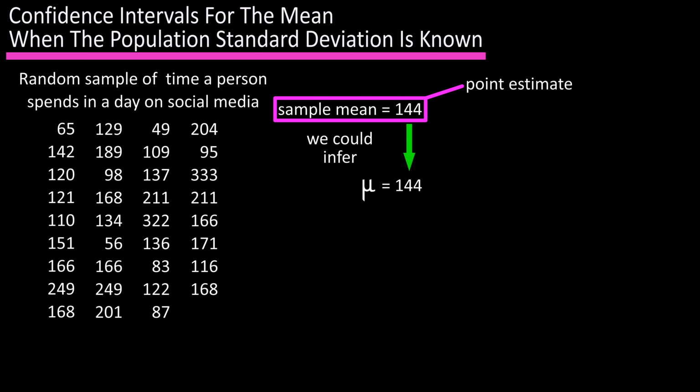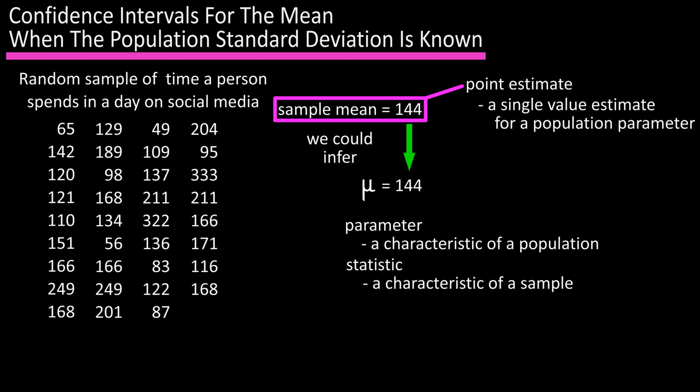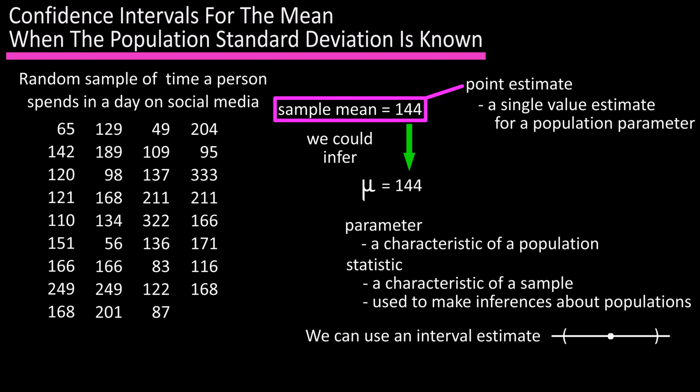A point estimate is a single value estimate for a population parameter. A parameter is a characteristic of a population, and a statistic is a characteristic of a sample. So basically we use statistics to make inferences and predictions about populations. However, the probability that the actual population mean is 144 is virtually zero. So we can use an interval estimate.